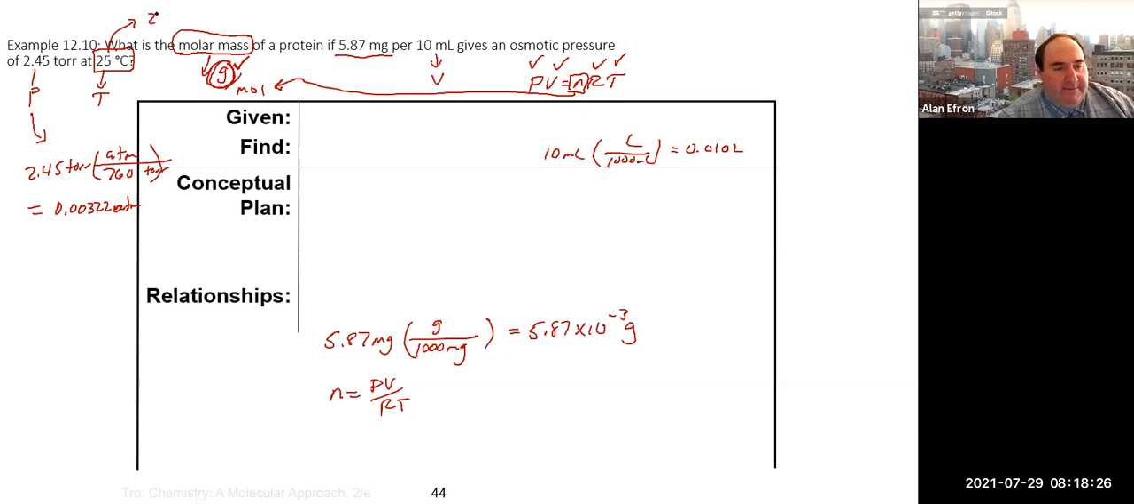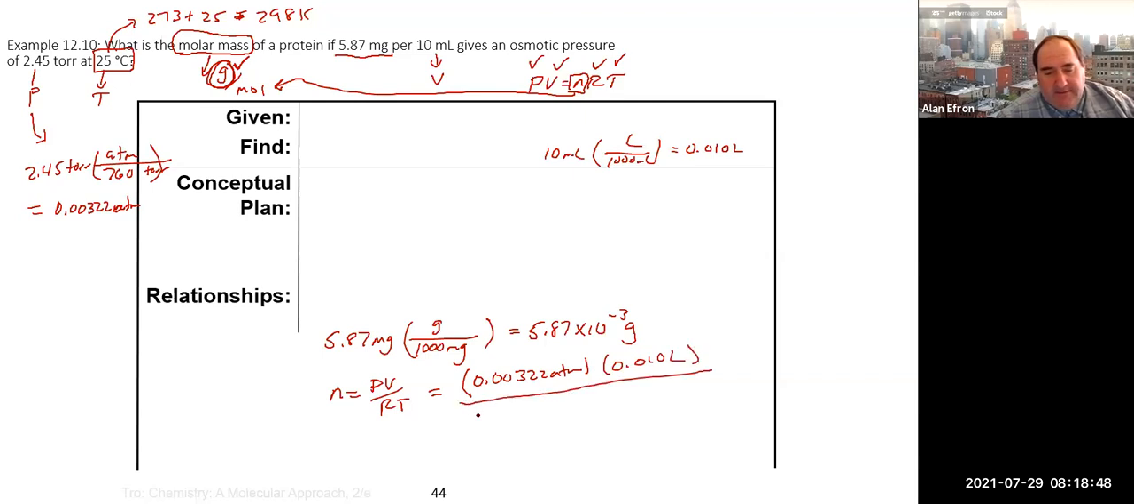And lastly, our temperature here needs a little conversion. So that's 273 plus our 25, 298 Kelvin. So now we've got everybody in the right units, and we can put that in. So that's 0.00322 atmospheres, our volume, 0.01 liters, our R, which obviously we always have, and lastly our temperature of 298.